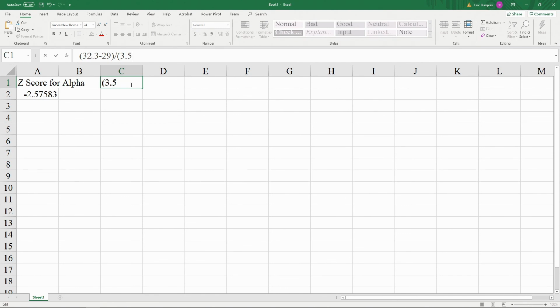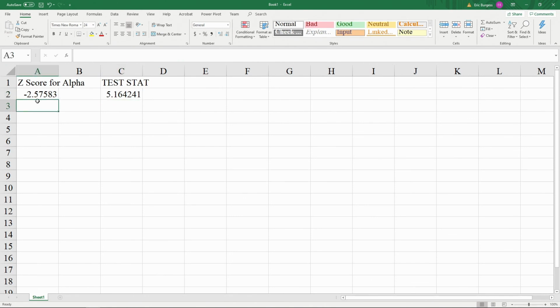And then we want to divide 3.5 by the square root. Oh, we should put an equals at the beginning to let it know we're doing a function, some calculations. So we want the square root, and then you open parentheses of the number. The number we want the square root of is 30. Then we close the parentheses for the square root, and then we close the parentheses for the denominator. We hit enter, and we get our z-score. So I'm actually going to put this here. And this is our test stat.